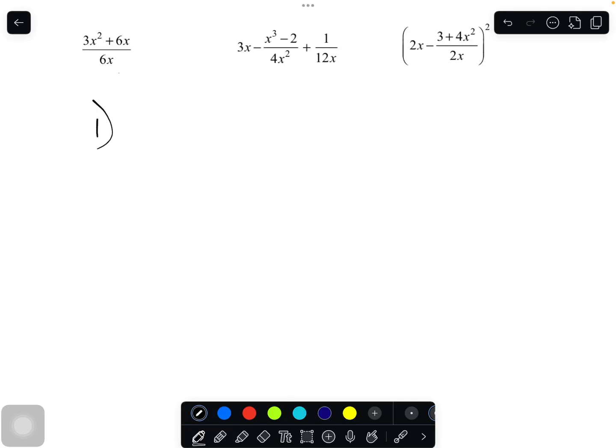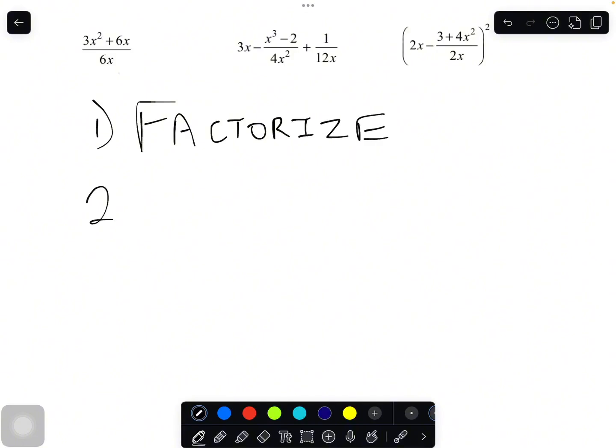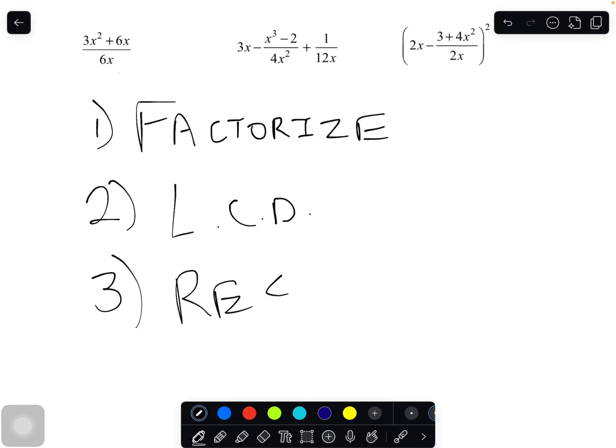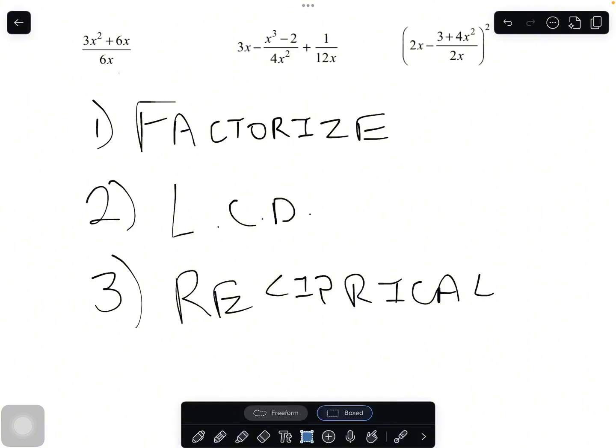One is how to factorize, and that's all your types of factorization. Another concept we're going to be working with is your lowest common denominator, also known as your LCD. And the third concept that we will also be working with is the reciprocal. And all of these will be explained in the video as we work through these sums.